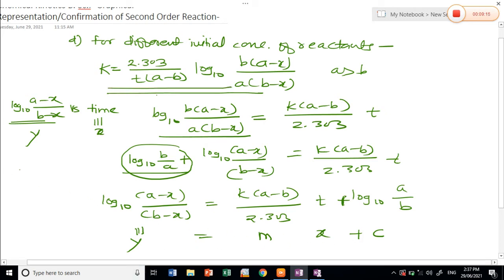Now here we plot log a minus x divided by b minus x. Here we plot time and we'll get a straight line having intercept on y axis. So this is intercept. So slope here and this is intercept.